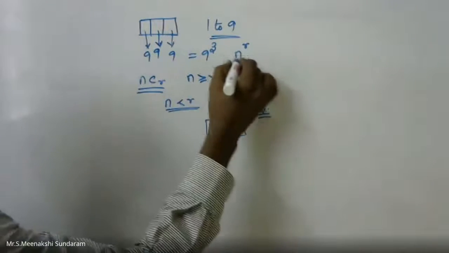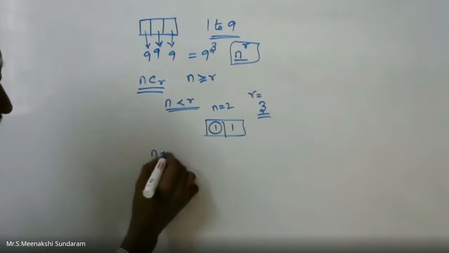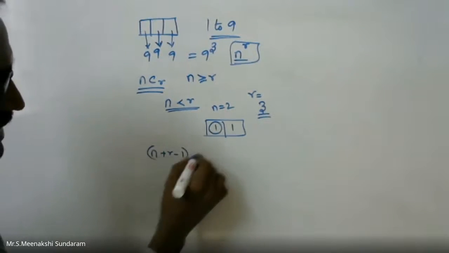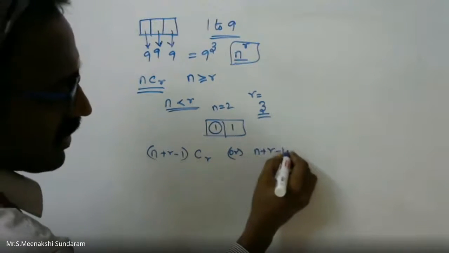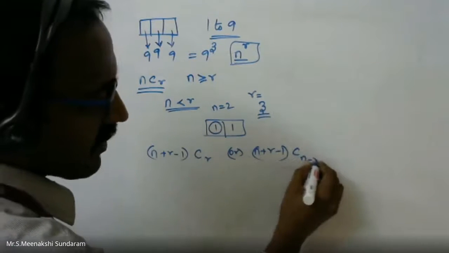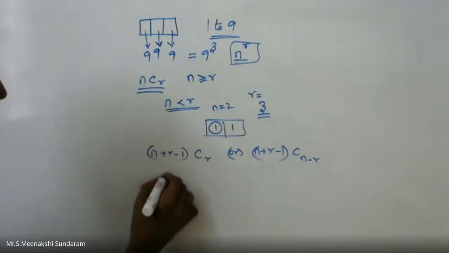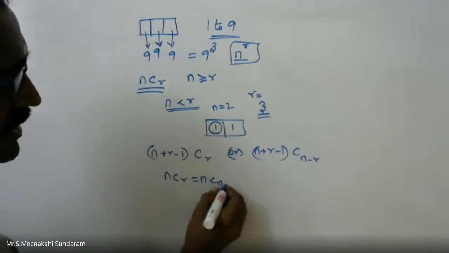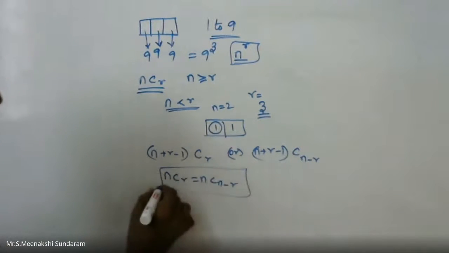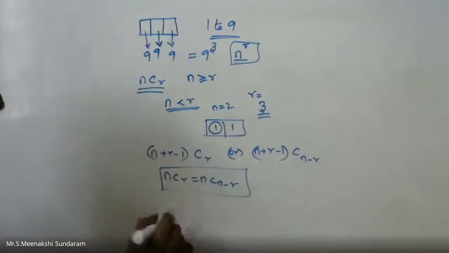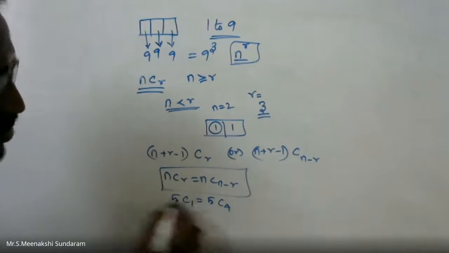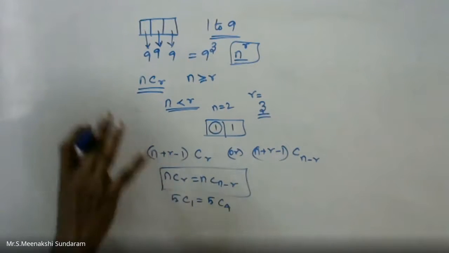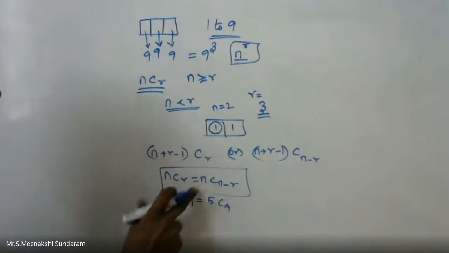The formula to find out: for permutation with repetition, n power r. For combination, n plus r minus 1 c r. Already you can study the formula nCr equals nC(n minus r). Both are same. 5C1 and 5C4 answer same தான் இருக்கும். 5 minus 4 is 1. 5C1 and 5C4 answer always same. So nCr equals nC(n minus r).